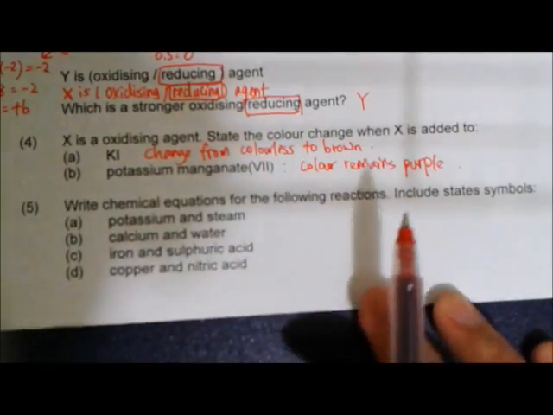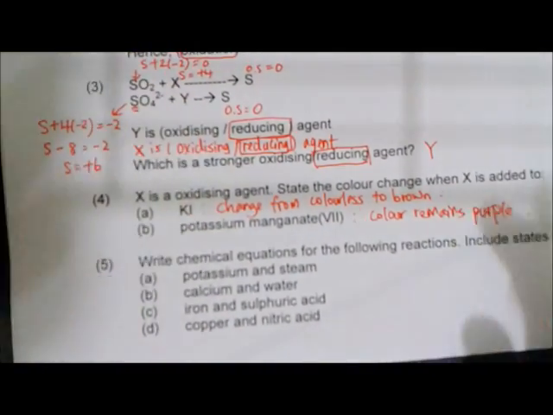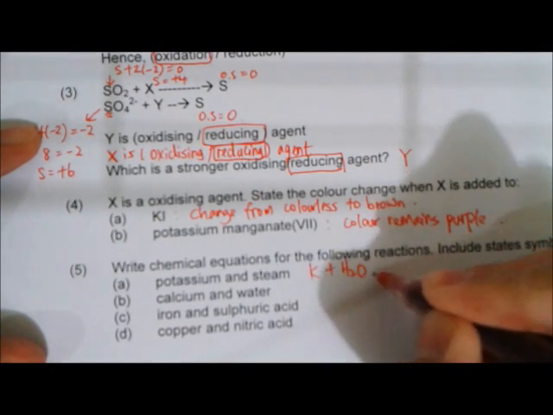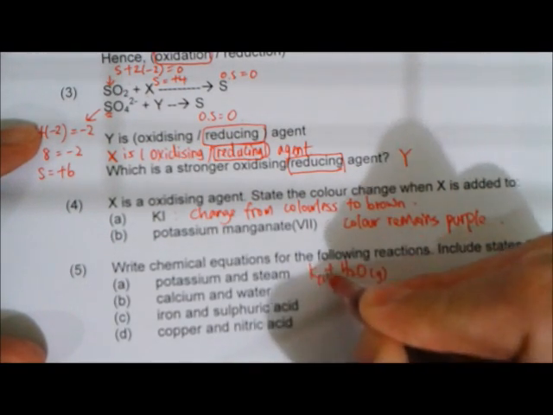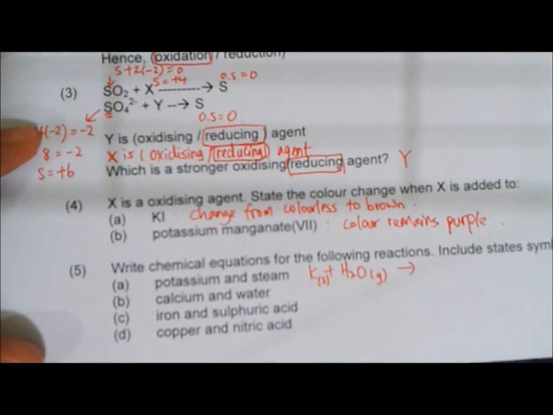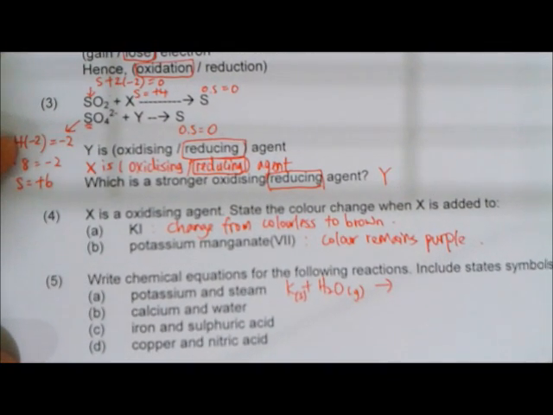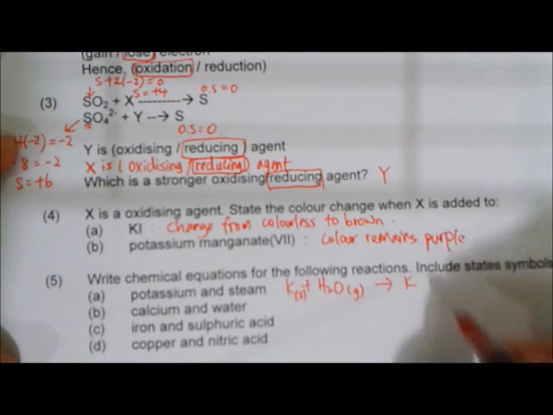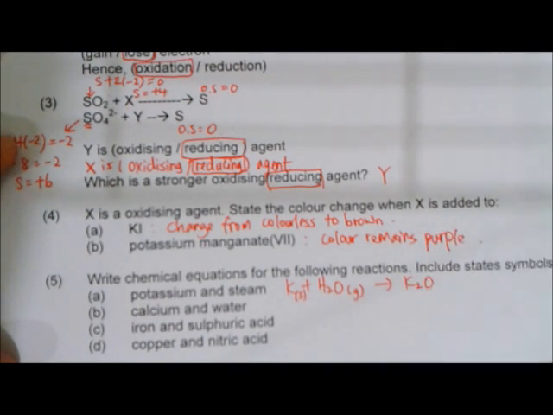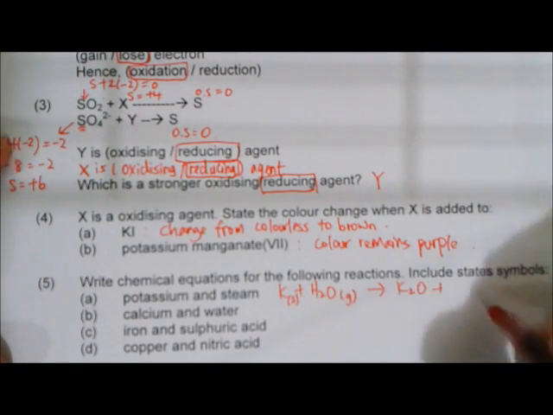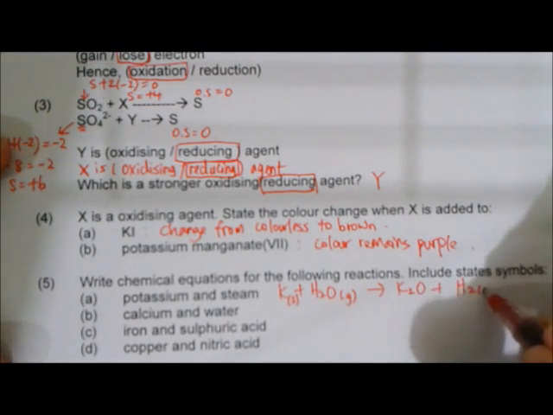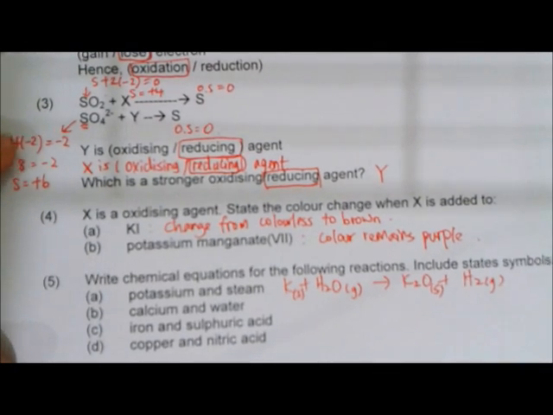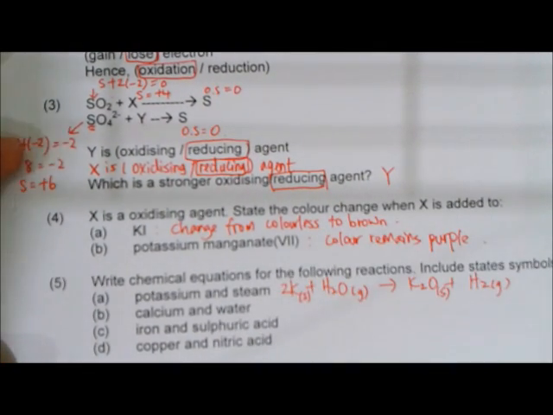Okay, so from here, you should be able to predict potassium and steam, K plus H2O, gas, solid. Okay, potassium and steam, what do you get? You get metal oxide and hydrogen. So potassium oxide, which is K2O, plus hydrogen. This one is a solid. Then after that you have to balance the chemical equation.